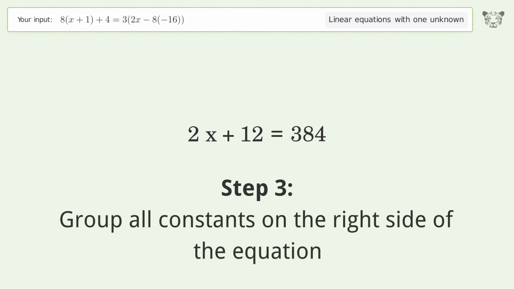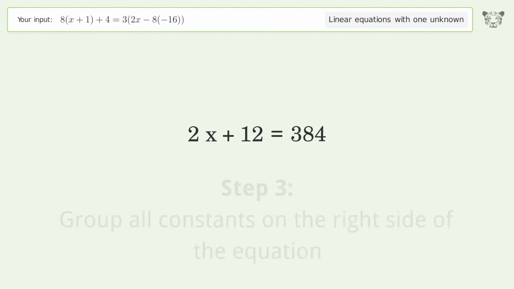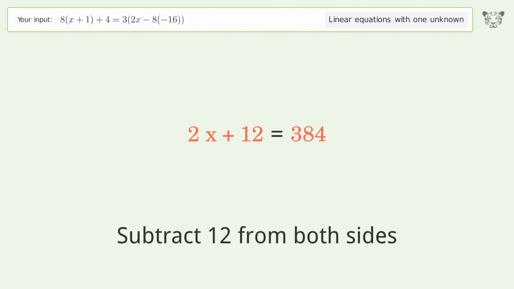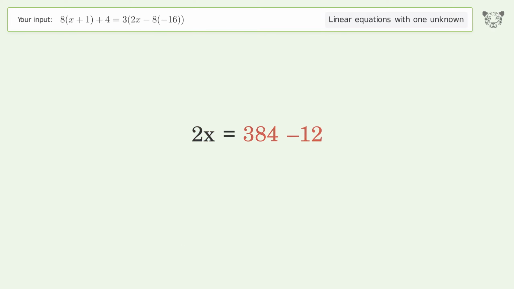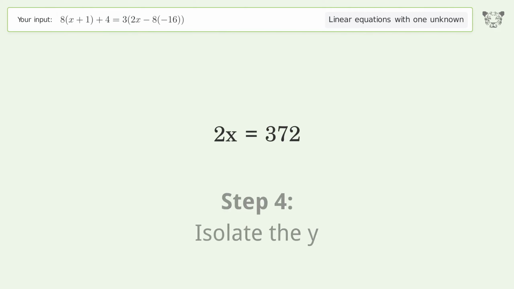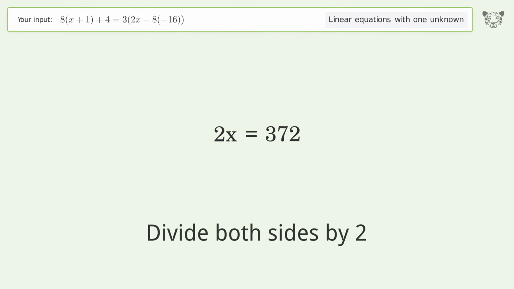Group all constants on the right side of the equation. Subtract 12 from both sides. Simplify the arithmetic. Isolate the y. Divide both sides by 2.